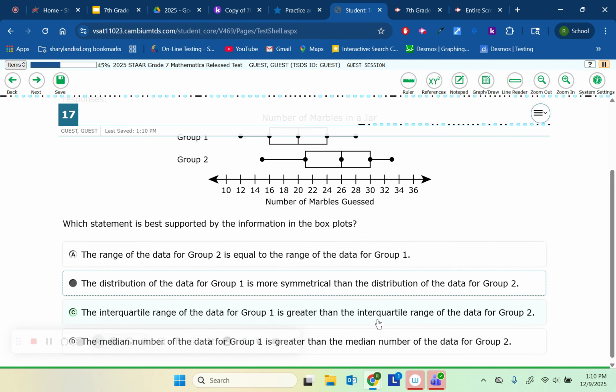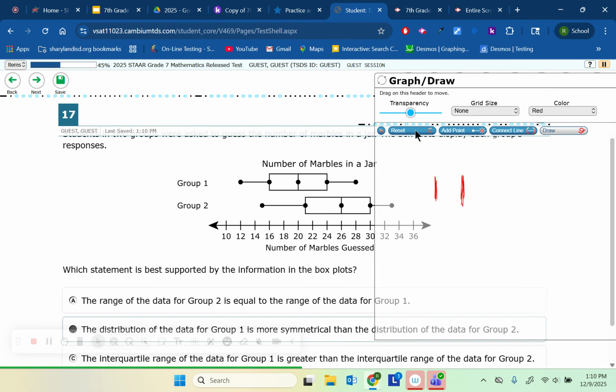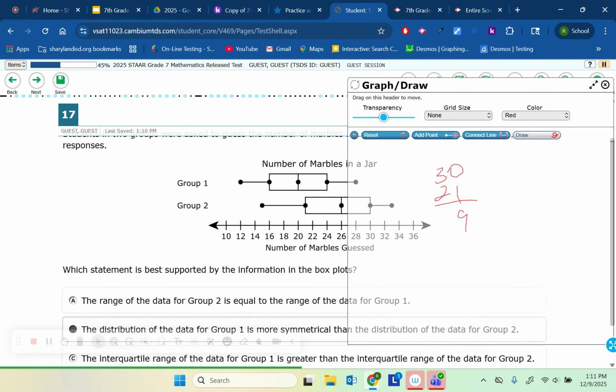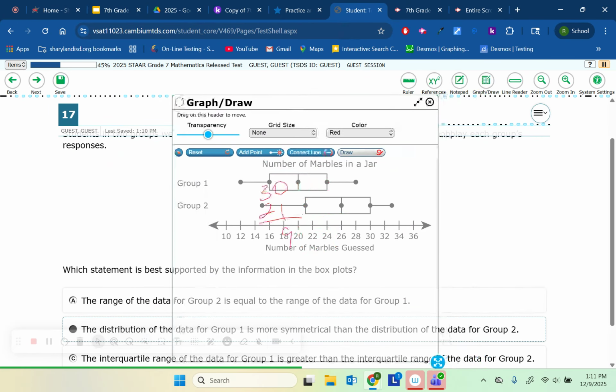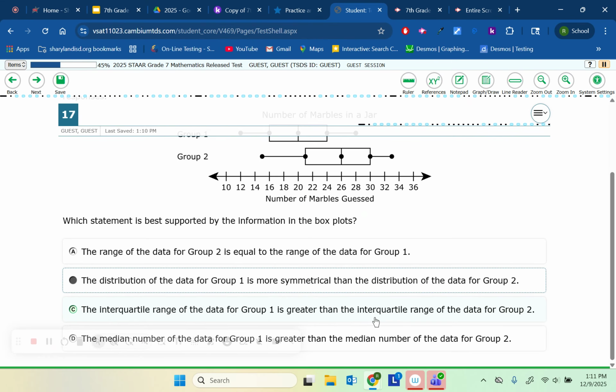Interquartile range for group one is greater than group two. 30 and 21, 24 and 16. It looks like the same distance to me. So let's find out. 30 and 21 is about 9 apart. Then over here it's going to be 24 and 16, about 8 apart. So group one is more than group two. No. And so if I keep checking, only B makes sense.